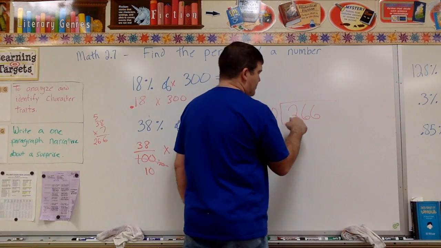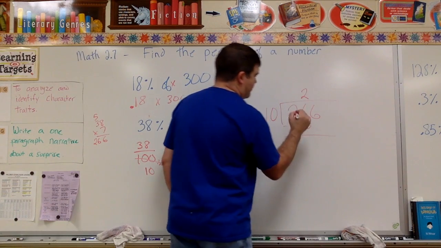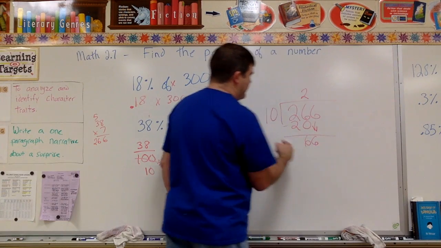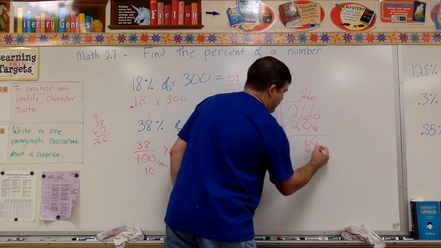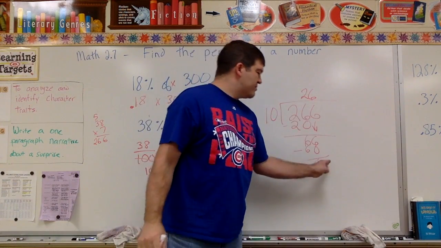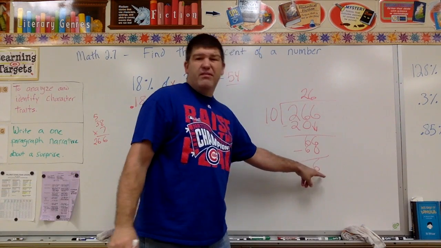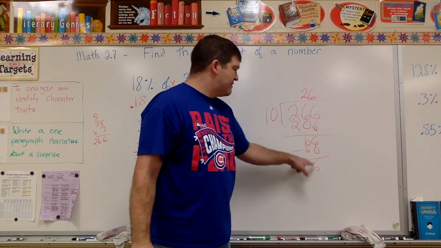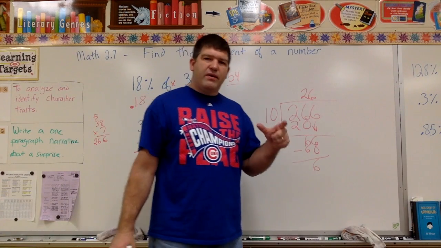10 goes into 2, no, it goes into 20 2 times. It's 20. Subtract that out, I get 6. That's 0, so then I bring down my next one, 6. 10 goes into 66 6 times. 60, that leaves me with 6. Now, I have no more numbers to pull down, but I still have this. I could take it into a remainder 6. I could make it into a fraction, 26 and 6/10. But I want it into a decimal.